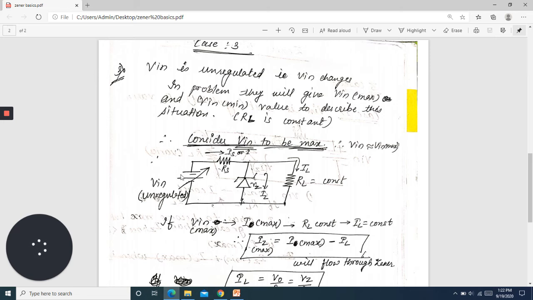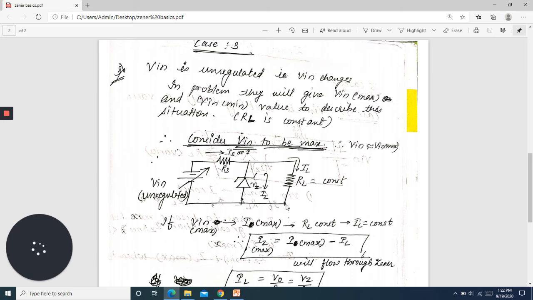So depending upon that, for minimum value of the input voltage, what will be the case? For maximum value of the input voltage, what will be the case? This is how the problem will be asked. Okay. So now in this type of problem, when input side is unregulated, output has to be constant. Please keep this in mind.